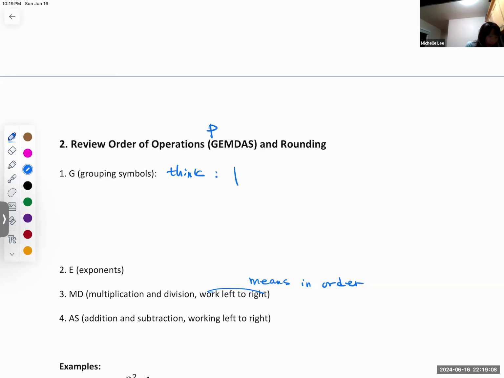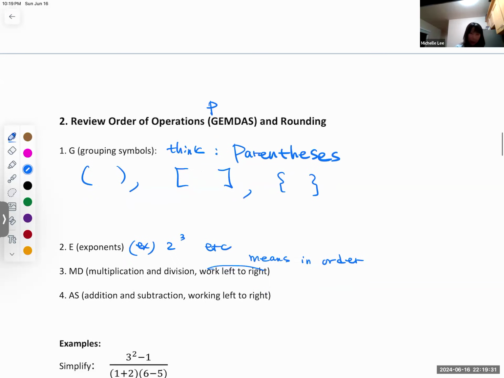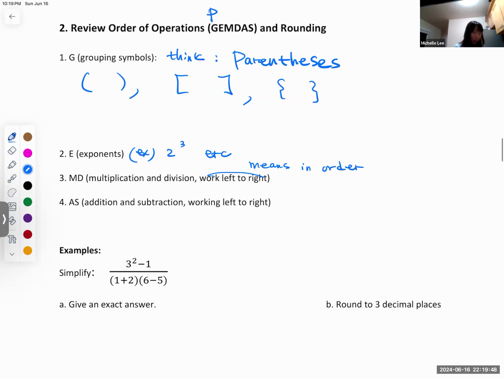So PEMDAS. Parentheses: any special symbol, bracket, or curly bracket. Okay, exponent, we know that. It looks like this, 2 to the cube, right? And multiplication, division should be in order. Whoever comes first, we do that first. Addition and subtraction, same, in order. Whoever comes first, we do that first. All right? Okay, now let's do this one.